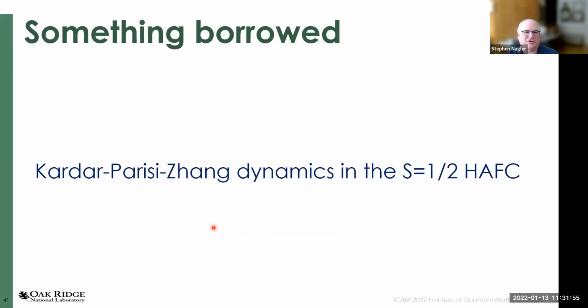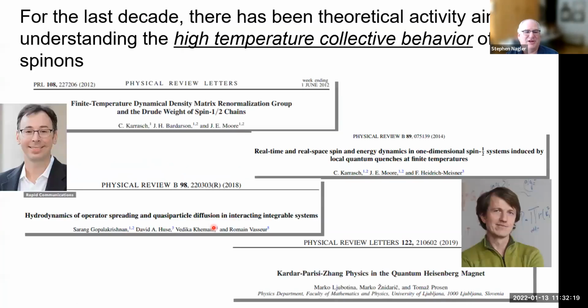Okay, so let me now come to something borrowed, which is the Kardar-Parisi-Zhang (KPZ) dynamics and how it applies to the spin-1/2 Heisenberg antiferromagnetic chain. Kardar-Parisi-Zhang is a mouthful. Actually, if you look it up, it's one of Parisi's more cited papers, interestingly enough, not what he won the Nobel Prize for, but it is highly cited.